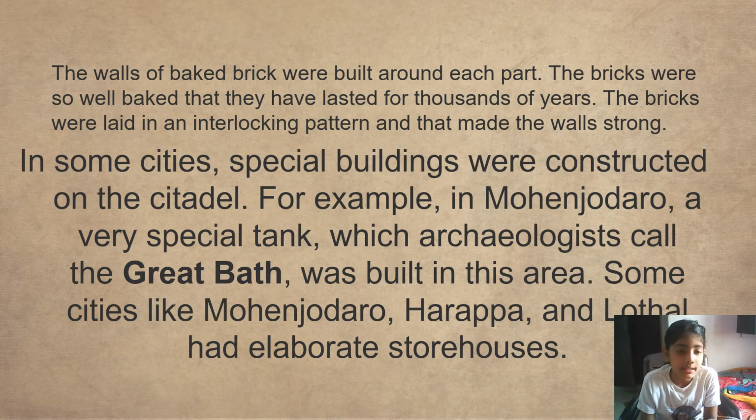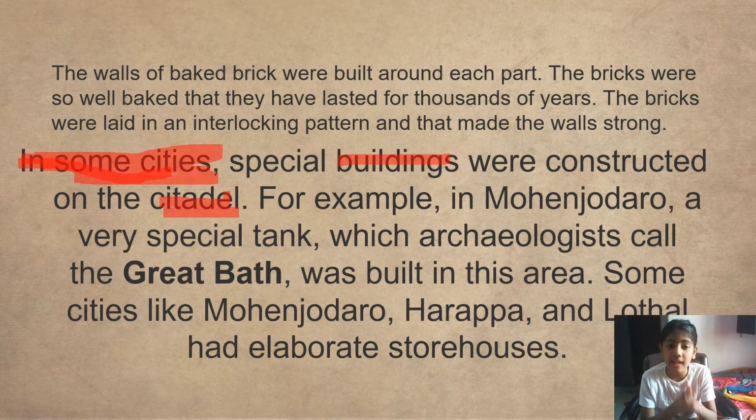Now let's take some cities. In some cities, special buildings were constructed in the citadel. In some places we get the citadel and lower town. That's why I introduced you to citadel and lower town. What is the citadel? It is in the west, smaller but higher. For example, an example of a citadel is Mohenjo-daro.